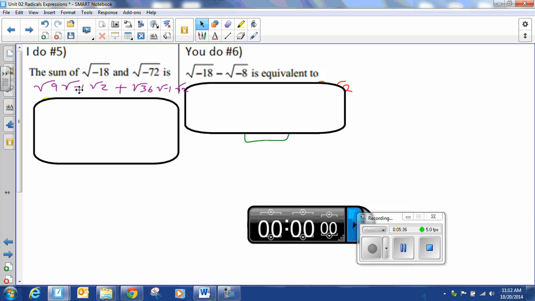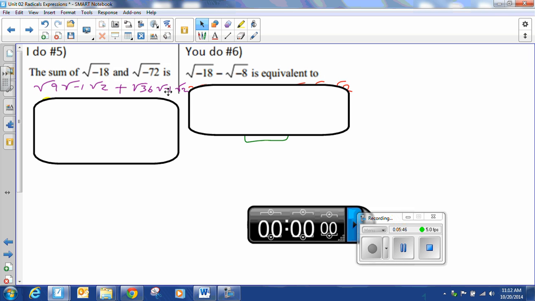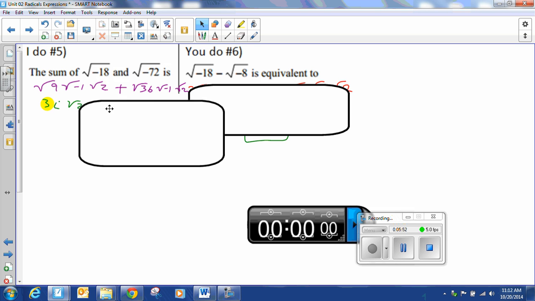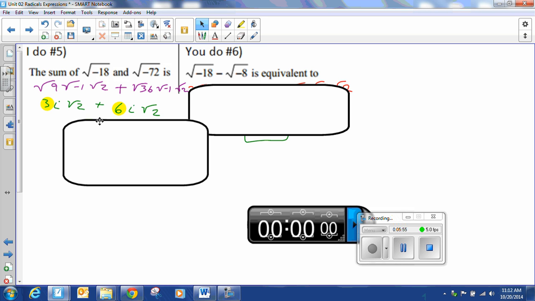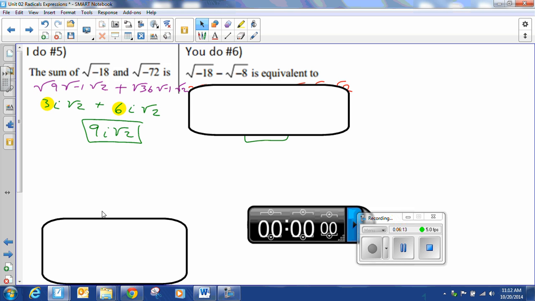The negative comes out here. We know that negative 72 can be factored down to 36 times 2 under the radical, and the negative 1 is here. So when we clean this up, we have 3i radical 2 plus 6i radical 2, and we all know that when you add or subtract radicals, you can only do so with like radicals. And we have 3i radical 2 plus 6i radical 2, so we're going to combine the coefficients. 3 plus 6 is 9. The final answer is 9i radical 2.